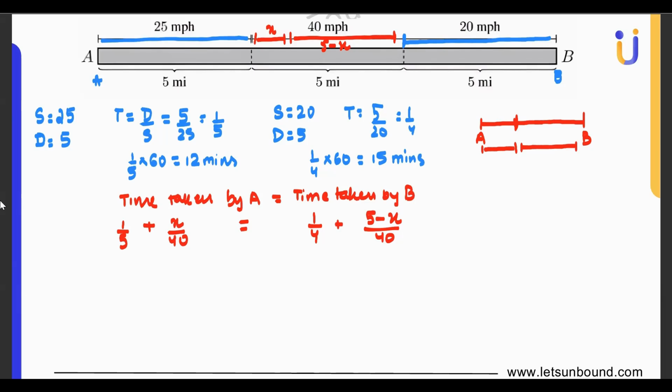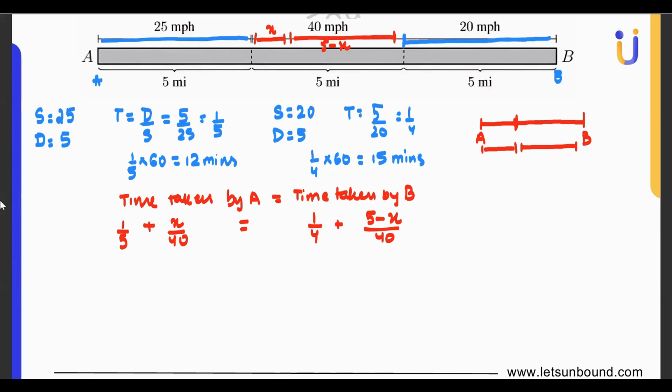because that's what we ultimately want to know. We know 5 miles it has already covered, but we don't know how much of that middlemost stretch it has actually covered. So we take that as a variable and then compare their times, because that's going to be equal to each other, right? One more way you could have done it is that their distances have to add up to a total of 15 miles. That's also something you could have considered, but the time way is easier.